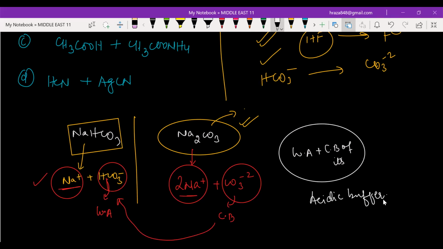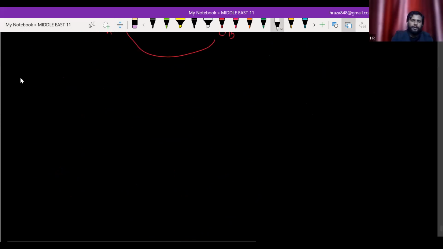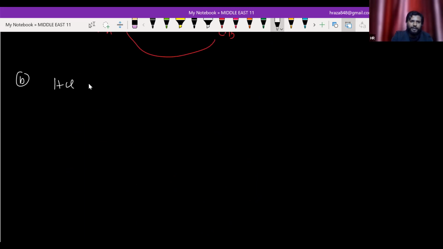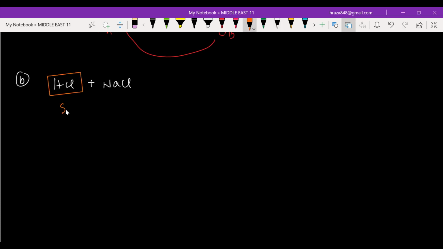Everyone, now look, will you do the second part or should I explain it? Krishna, will you do the second part or will I explain? I should explain it. Better that I explain one more, then the remaining two we can do. Okay, just look at it. The B part is basically HCl and NaCl. Now look at this. HCl is strong or weak? Strong acid.